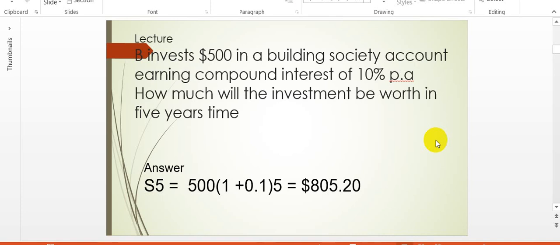So the principal is 500, and the interest rate is 10%. After 1 year the principal is not withdrawn, instead the principal is reinvested up to a maximum period of 5 years. So you make that to the power 5. So the 500 compounded at 10%, in 5 years' time will be worth $805.20.